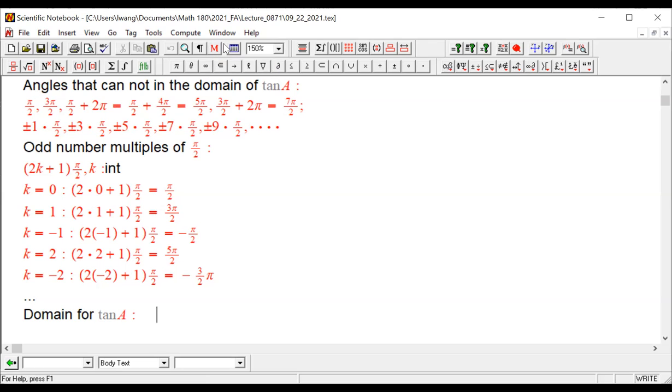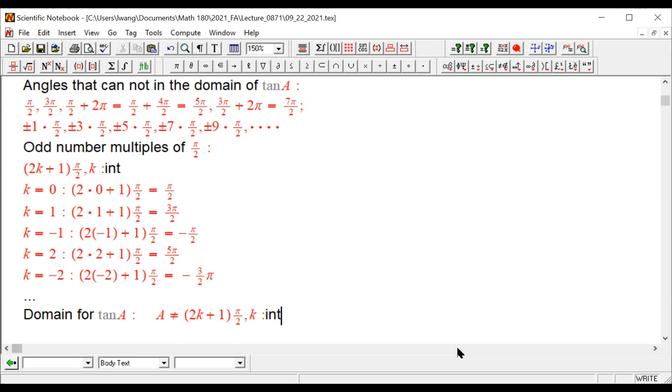A cannot be, so we have to use exclusion because there are too many that can be, okay? So the way we represent it is we say A cannot be all of these. In other words, A can be any angle except these. How many are there? Infinite.